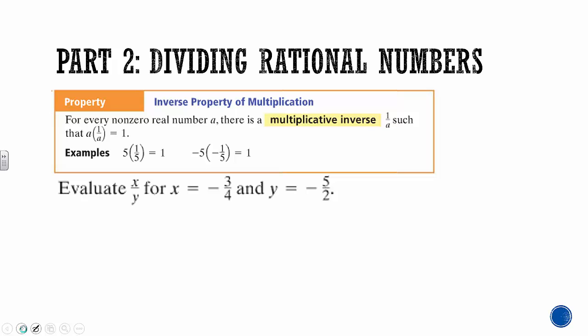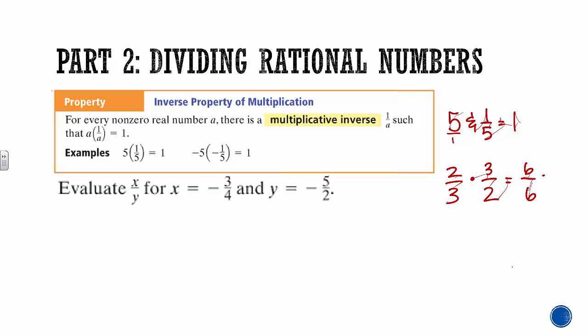Now the inverse property of multiplication says that for every non-zero number, there's a multiplicative inverse, such that when you multiply a number and its multiplicative inverse, you end up with 1. So 5 and its multiplicative inverse, 1/5, multiply together to give you 1. It's always your reciprocal, so 5 can be written as 5 over 1. Even if you had something like 2/3, the multiplicative inverse would be 3/2. That technically gives us 6 on the top and 6 on the bottom, which we know simplifies to 1. We use this when we divide fractions.